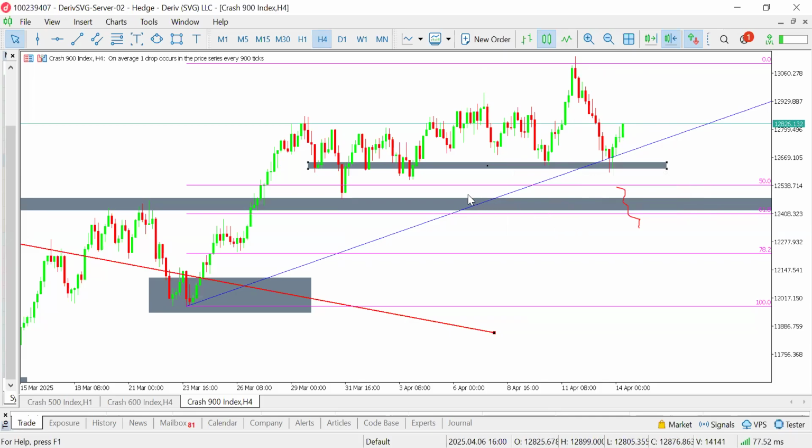So these are my ideas of what I think would be happening in these new synthetic indices pairs.